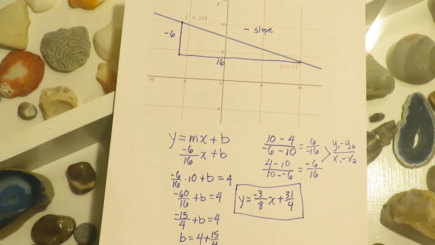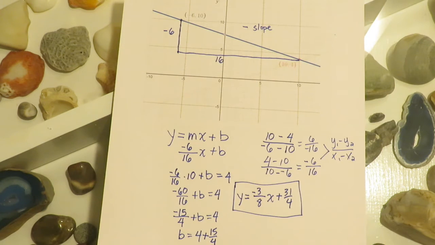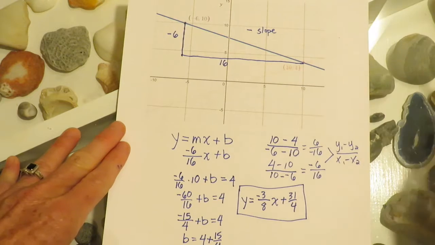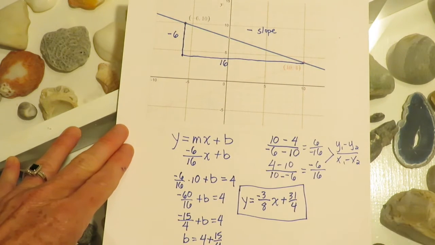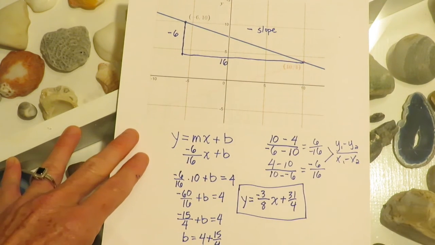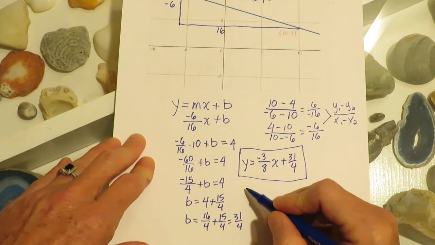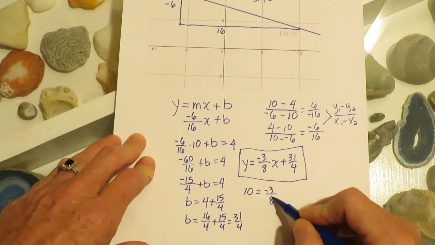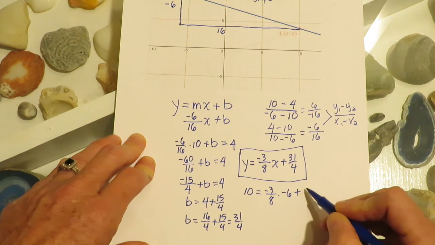Now, especially when one's a little bit messy like this and you want to check, take the other point that you didn't work with and plug it in and see if it works. So what I mean by that is we need to get out 10 when we plug in -6. So let's see if we do.